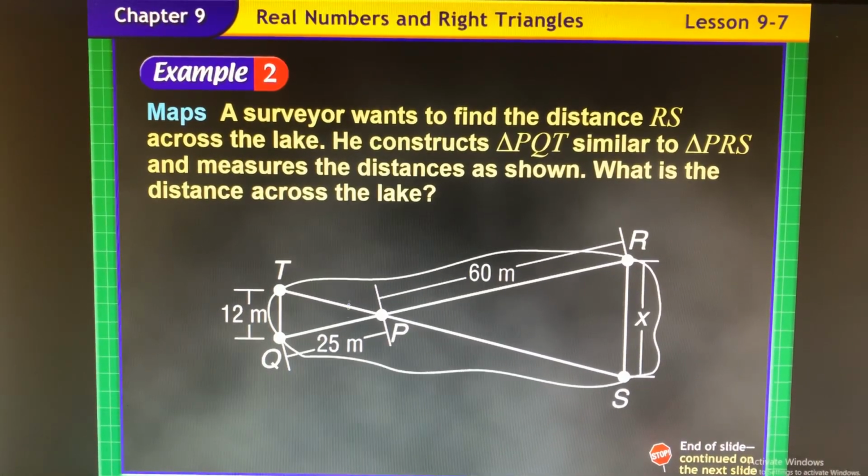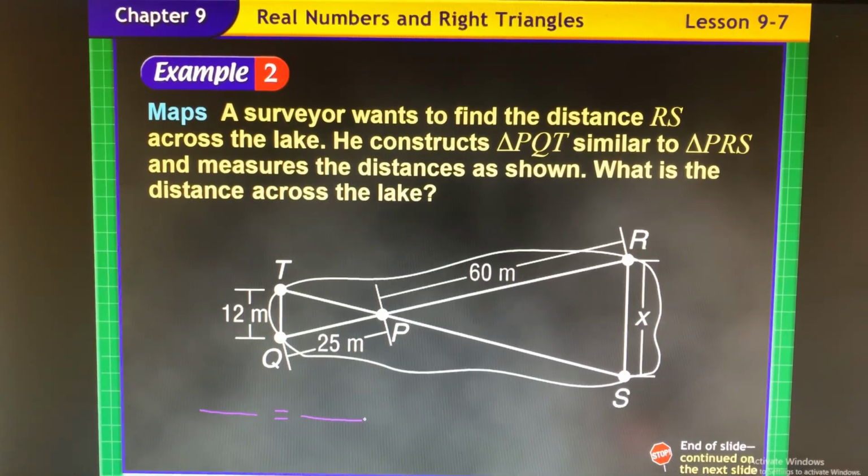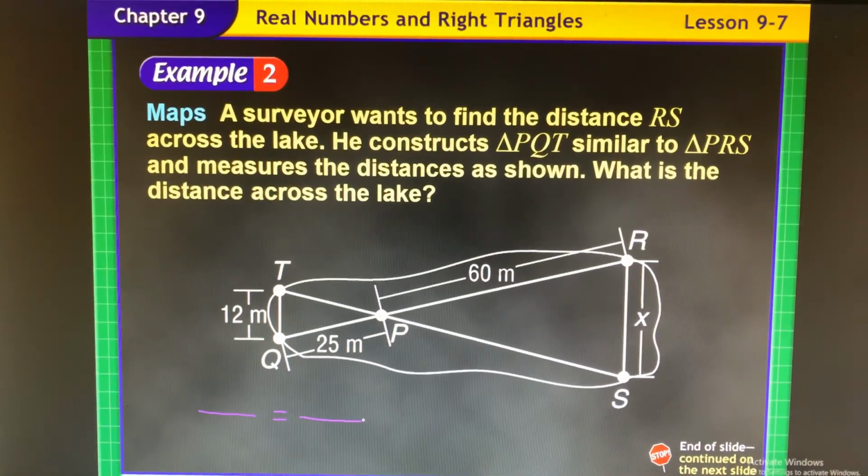So it helps when they can construct similar triangles. It will help them measure the distance across. So now how you set your proportion up matters. So be careful on this proportion. If you switch anything, you're going to get the incorrect answer.